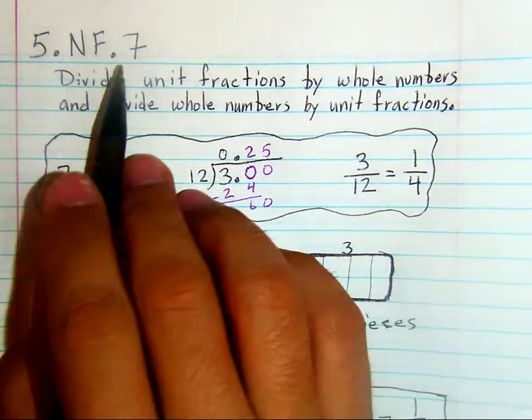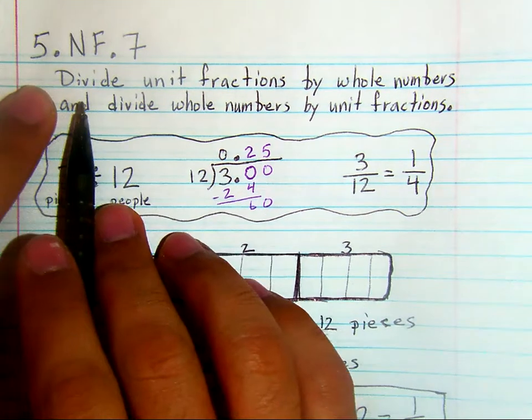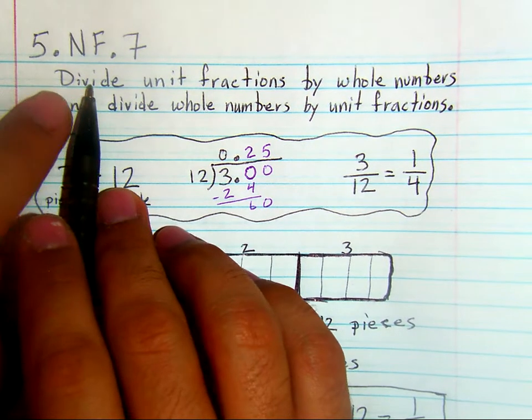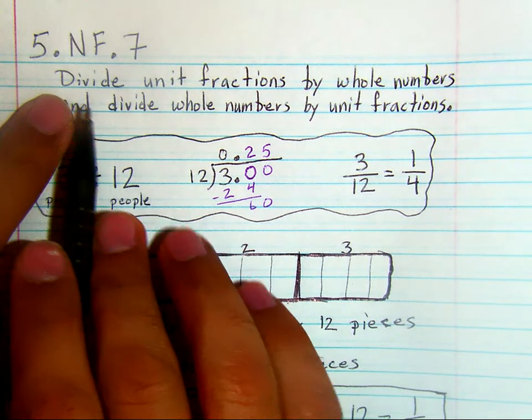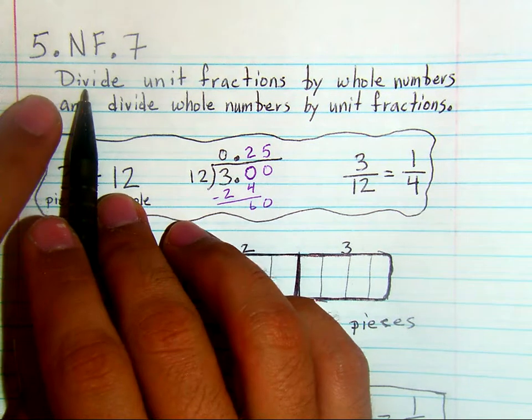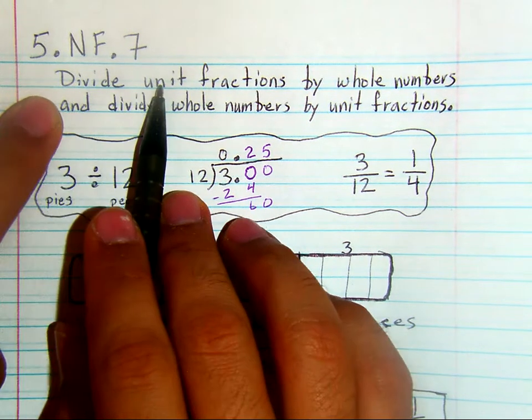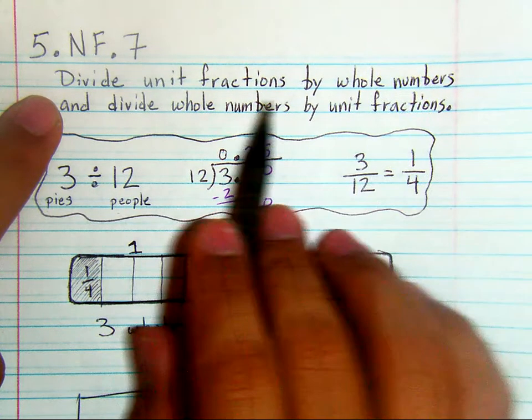Okay, 5.NF.7. This is a big standard for fractions because it asks you to do two very specific things. They can get a little confusing if you let it, but I'm going to try and burn through this pretty quickly to compare the two different tasks being asked. You're first going to divide unit fractions by whole numbers. That's the first thing you have to do.